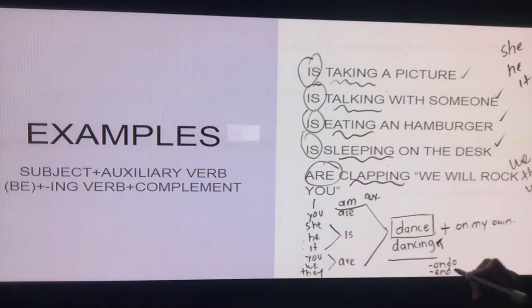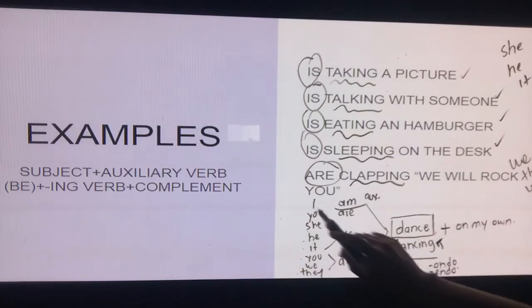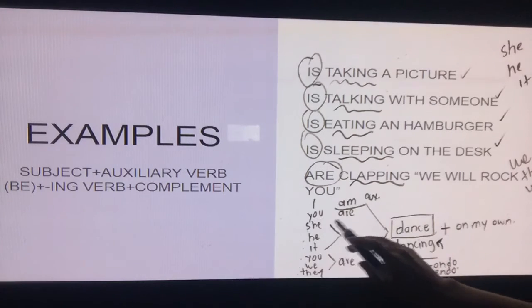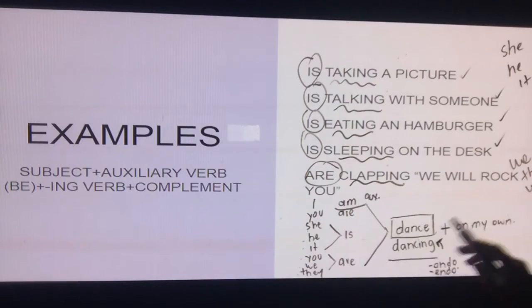Recordemos que el presente continuo es para hablar de una acción que está ocurriendo en este mismo instante y como está ocurriendo es progresivo, ¿sí? Está en movimiento. Y finalmente lo que es mi complemento. Yo estoy bailando sola. Tú estás bailando solo. Ella está bailando sola. Él está bailando solo. Y así de manera consecutiva con todos los pronombres.